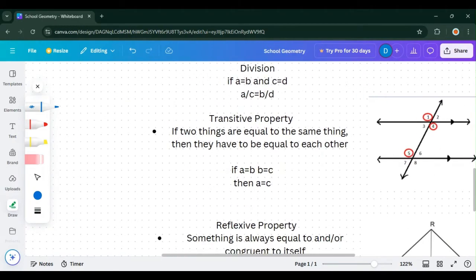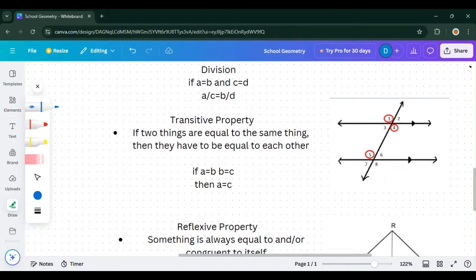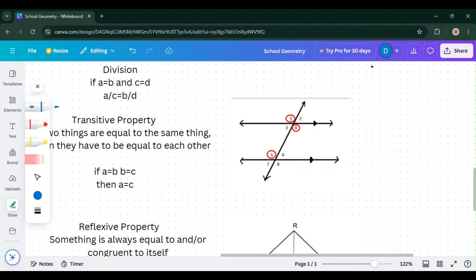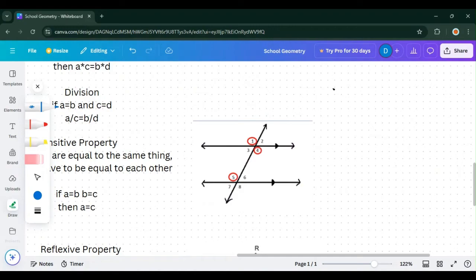And now we'll move on to the transitive property. If two things are equal to the same thing, then they have to be equal to each other. As you see in the picture diagram below, to the side we have angle 1 is equal to, or congruent to, angle 4, and the reason why is because of vertical angles.